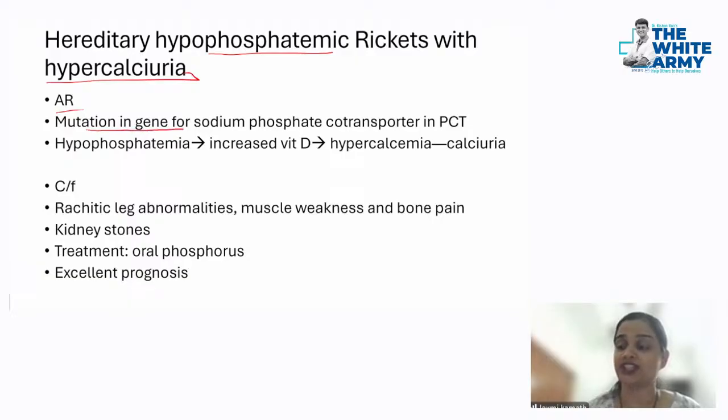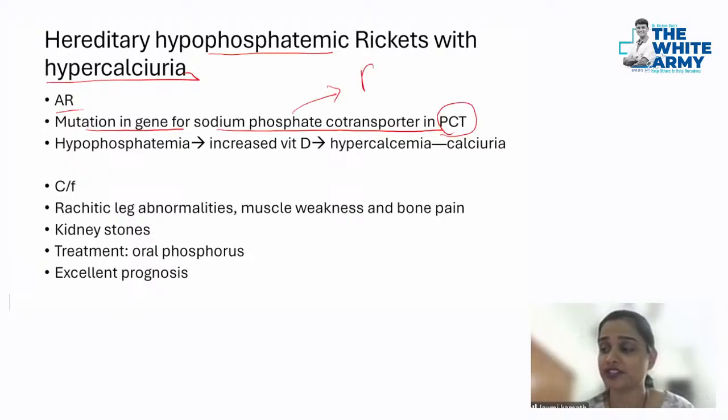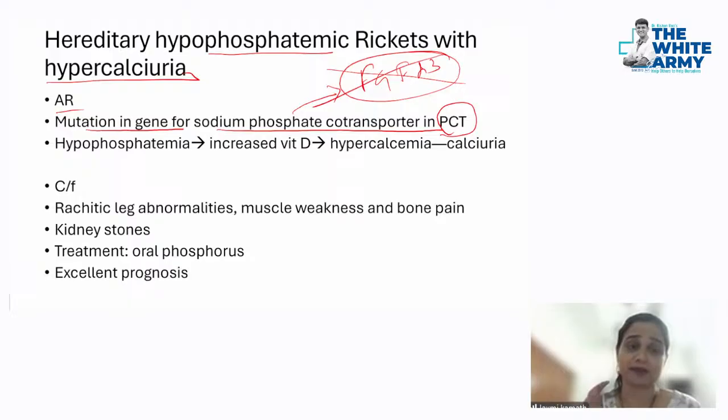Here there is mutation in the gene for sodium and phosphate co-transporter in the proximal convoluted tubule. So what do we understand? This is not FGF23 dependent. It is not because of fibroblast growth factor dependency. So here it is basically the tubule problems. So either your proximal convoluted tubule or distal convoluted tubule problems, then you call it FGF23 independent, correct? So fibroblast growth factor 23 independent.